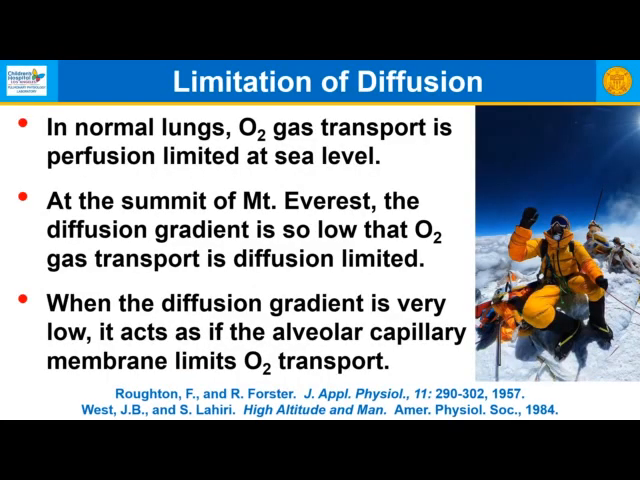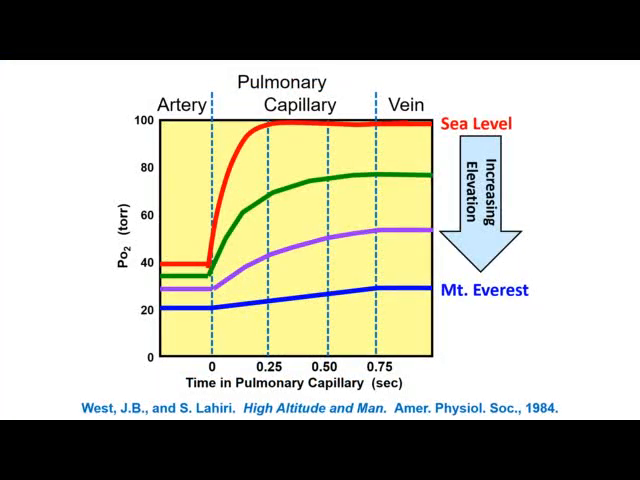So in normal lungs, O2 transport is perfusion limited at sea level. At the summit of Mount Everest, the diffusion gradient is so low that O2 gas transport is diffusion limited. When the diffusion limit is very low, it acts as if the alveolar capillary membrane limits oxygen transport. So what we have here is that as one increases altitude, now we're talking about extreme altitude, the oxygen transport moves from being perfusion limited towards being diffusion limited.